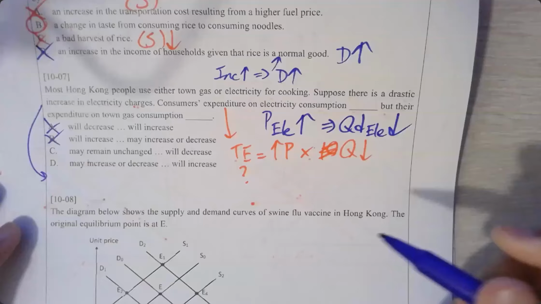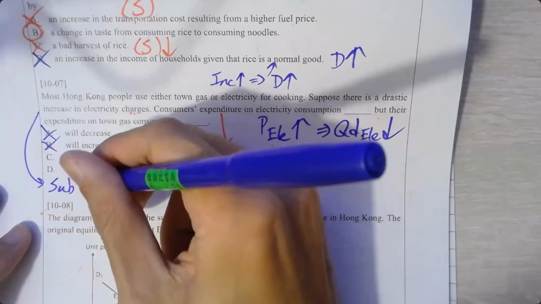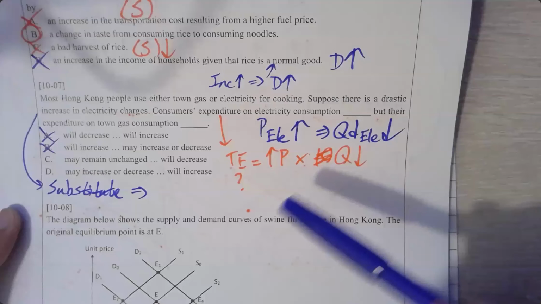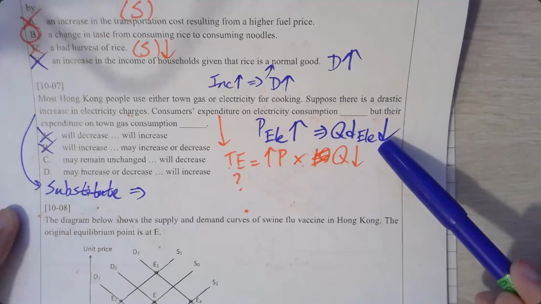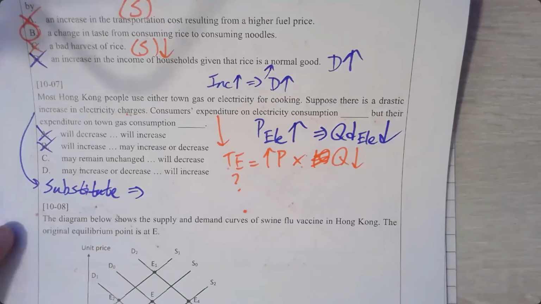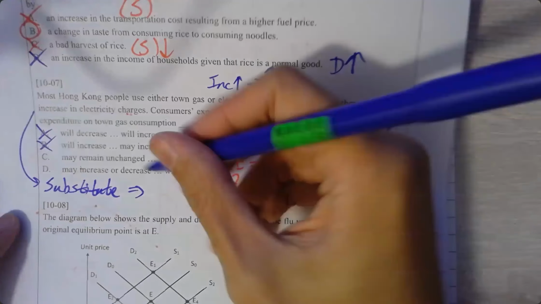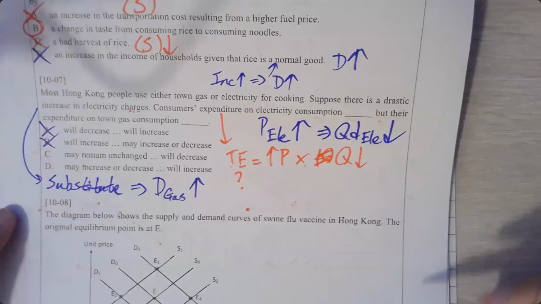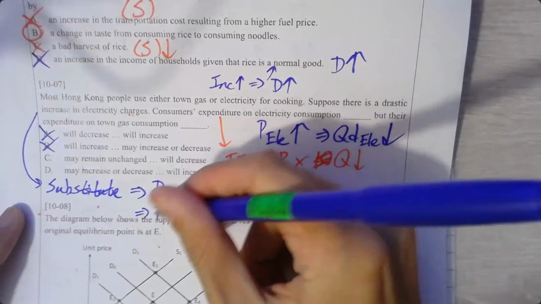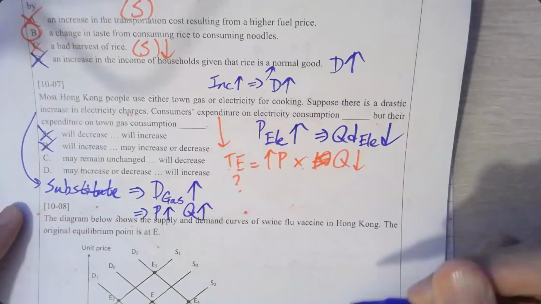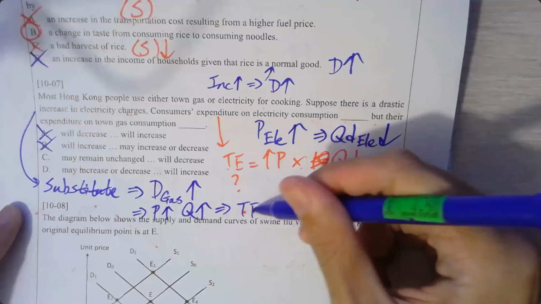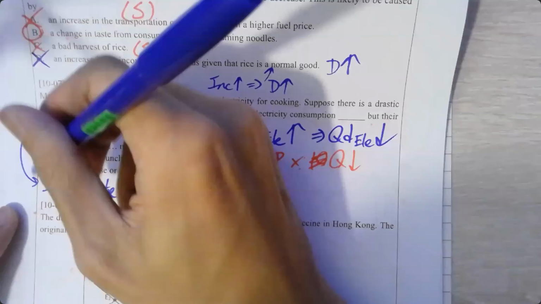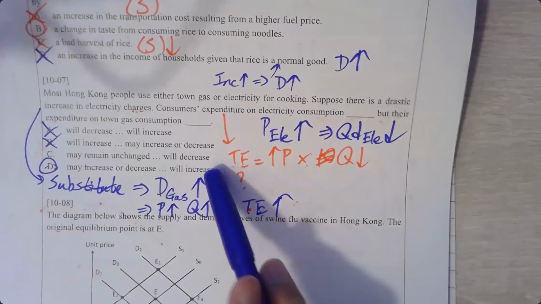But the expenditure on town gas. Let's look at town gas and electricity. What is their relationship? If you remember, they belong to what we call a substitute relationship. Now we know that I'm using less electricity. So what would happen to the demand for town gas? We know that demand for gas would increase. The key point: demand increases means what? Price increases, quantity increases. So what happens to total expenditure on town gas? Definitely increases. So here the answer will be D. Okay? The answer will be D.